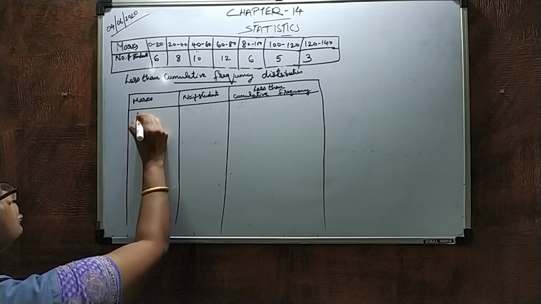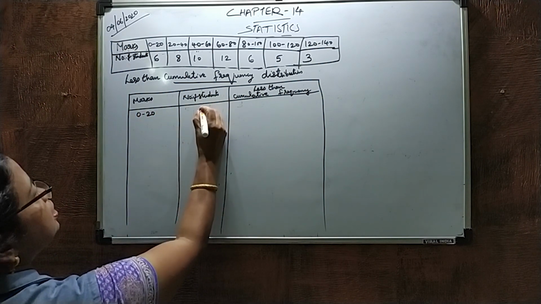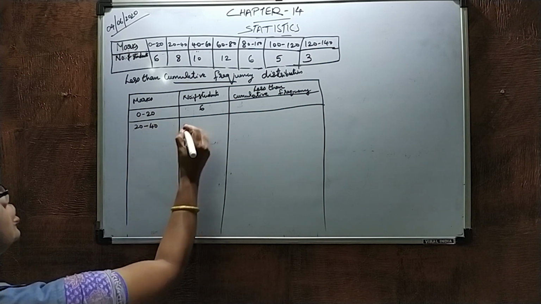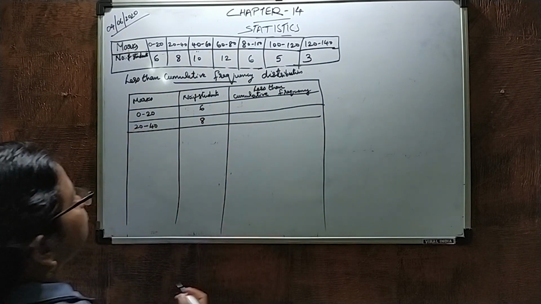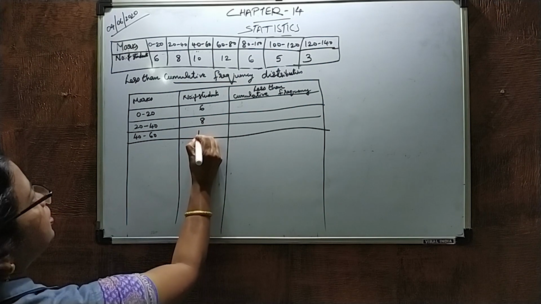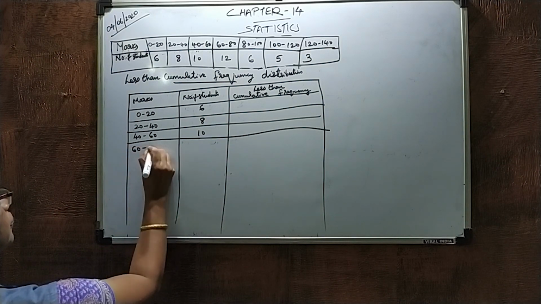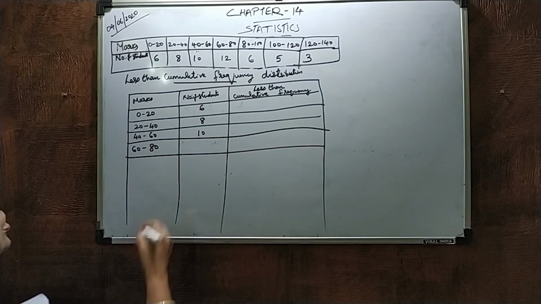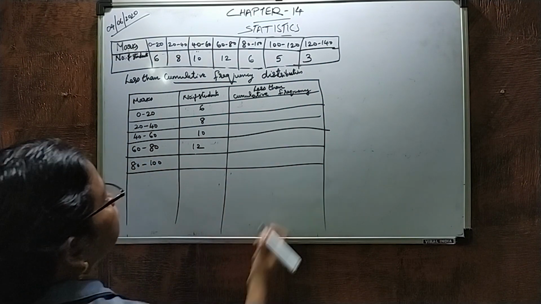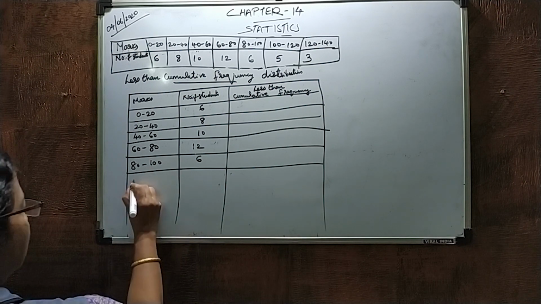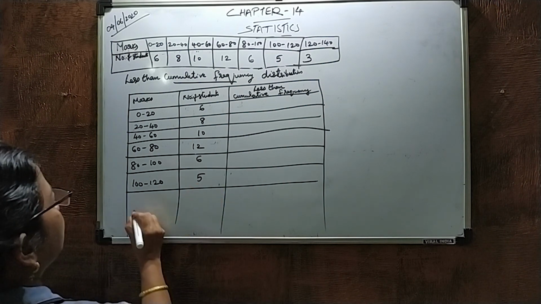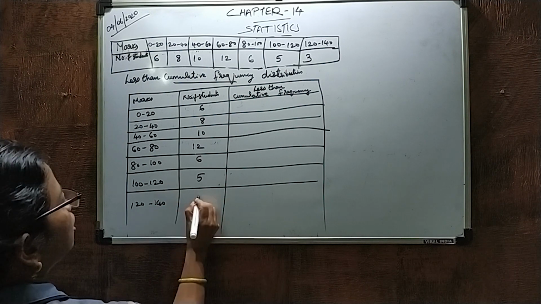So marks will start now, 0 to 20. It is 6. Then 20 to 40. It is 8. Then 40 to 60. It is 10. Then 60 to 80. It is 12. Then 80 to 100. It is 6. Then 100 to 120. It is 5. And then 120 to 140. It is 3.